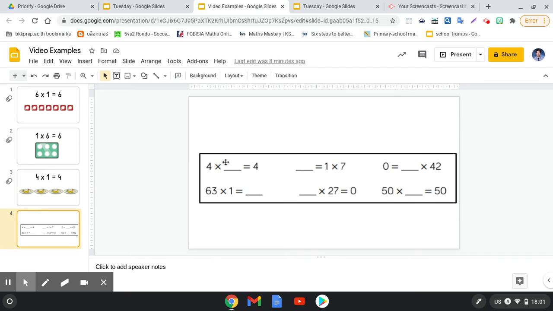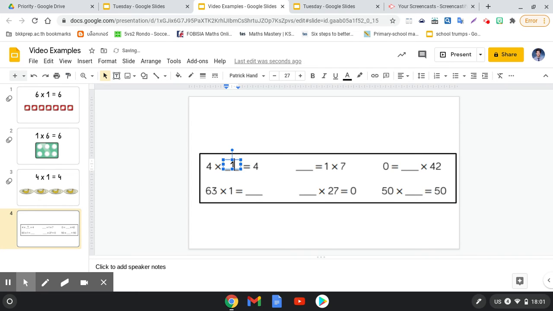So let's have a look at these here. 4 multiplied by something equals 4. Well, that must be 1, because when I multiply a number by 1, the answer is the number itself. So that rule also applies to 63 multiplied by 1, which is 63.